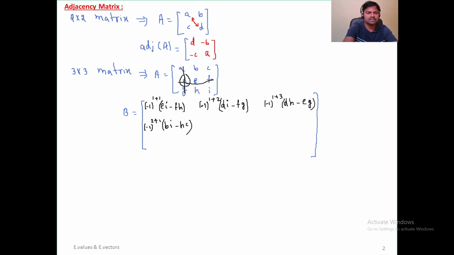Next, with respect to e, we have to expand. What is the address of e? Minus 1 whole to the power of 2 plus 2, since e is in the second row, second column. Minus 1 whole to the power of 4 is 1 only. And the determinant is a into i minus g into c. Like this. Similarly, this entry, this entry, and this entry we can calculate. So this is B. Then next we need to compute B transpose.